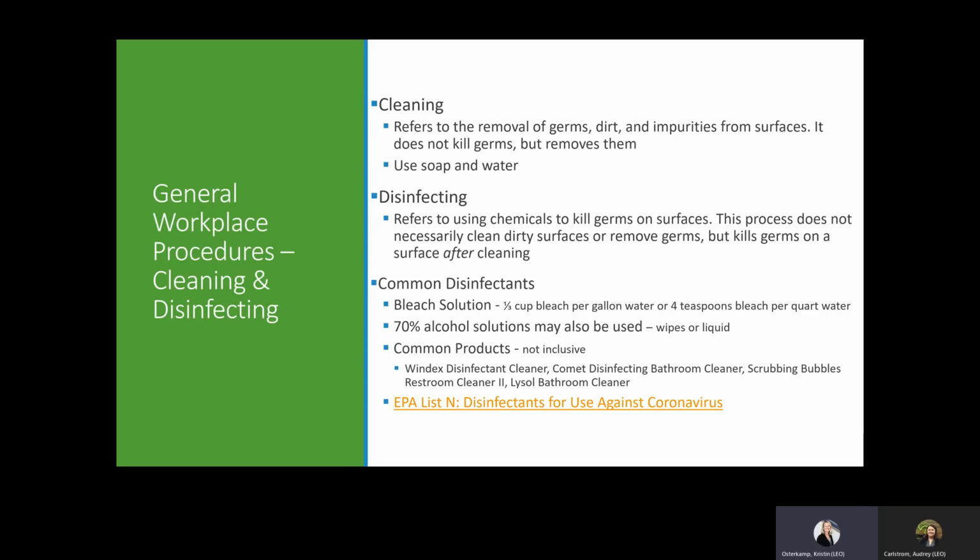The EPA has listed a number of disinfectants registered on List N approved for the use against the coronavirus. Some of the most common disinfectants for coronavirus include a bleach solution consisting of 1/3 cup bleach per gallon of water or 4 teaspoons of bleach per quart of water. A 70% alcohol solution may also be used. This could be used in a pre-soaked wipe or in a liquid form.